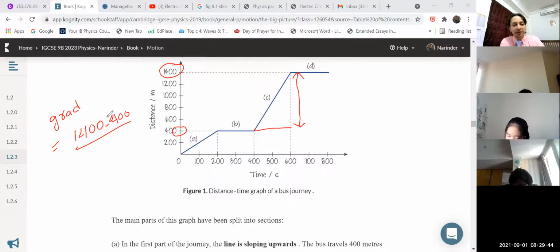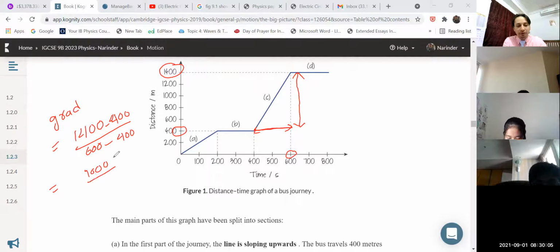So the value is distance divided by time taken. Time is again in this line. How much is this time? 600 minus 400, this is run. Every time we have to do it in this way, children. 1400 minus 400 will be 1000. 1000 meter divided by time, 600 minus 400, this is 200 seconds. Cancel 2 zeros, and you will get 5 meter per second as the answer for this question.